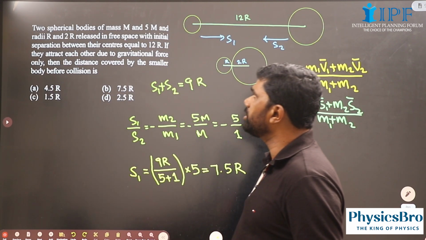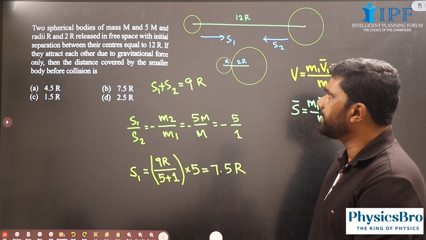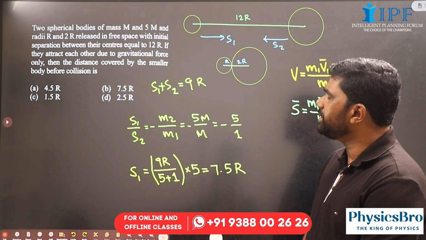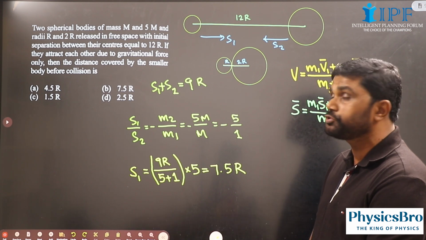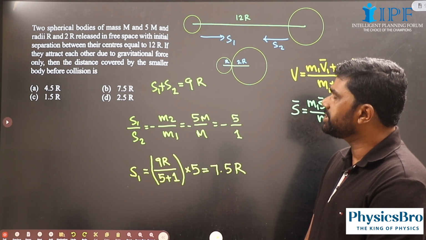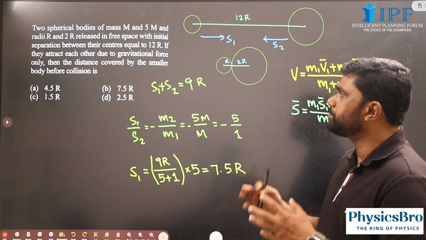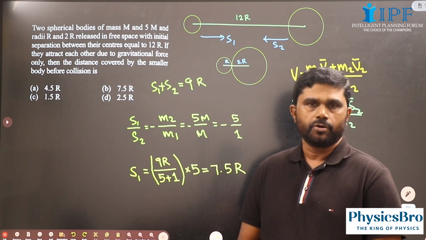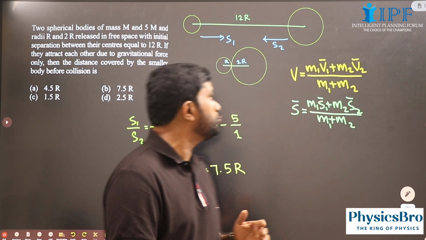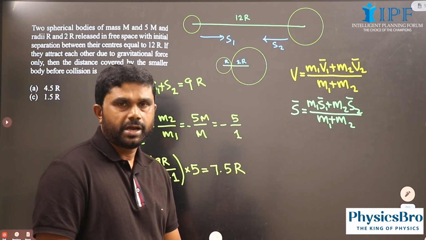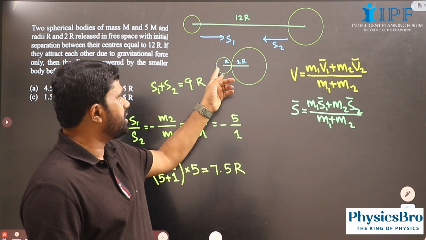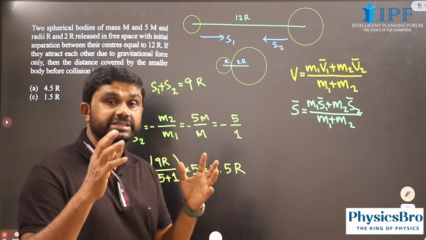Two spherical bodies of masses capital M and 5 capital M and radii r and 2r are released in free space with the initial separation between their centers equal to 12r. Okay, if they attract each other due to gravitational force only, then the distance covered by the smaller body before collision is. Okay, now initially the separation between the centers of the two bodies, that is 12r. Ultimately when they come in contact, okay, so the separation between their centers will become 3r.